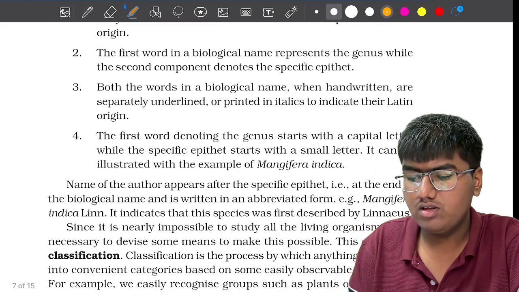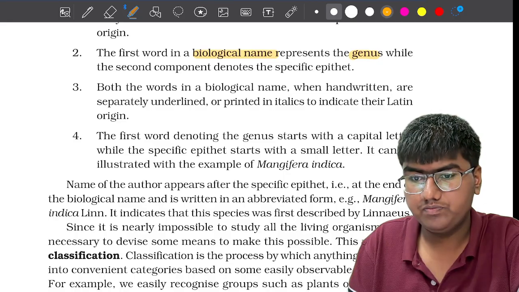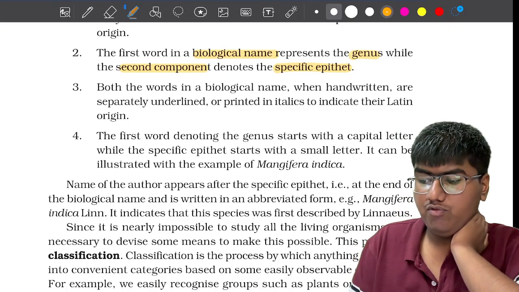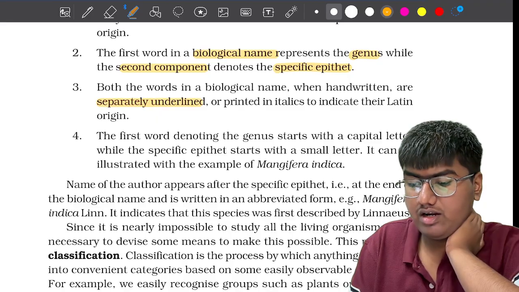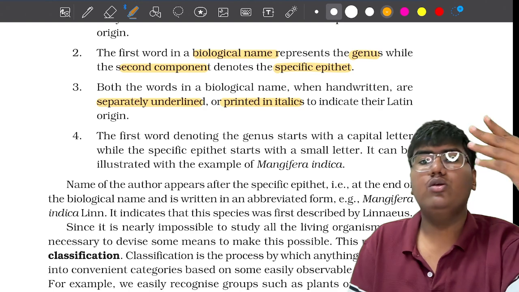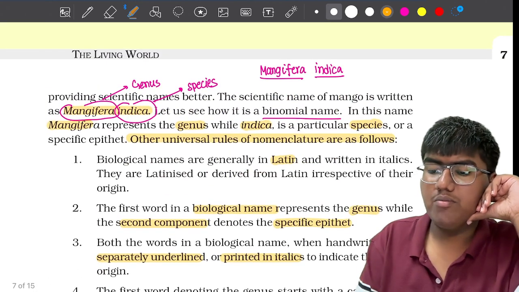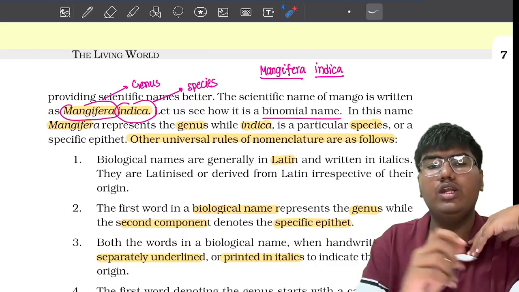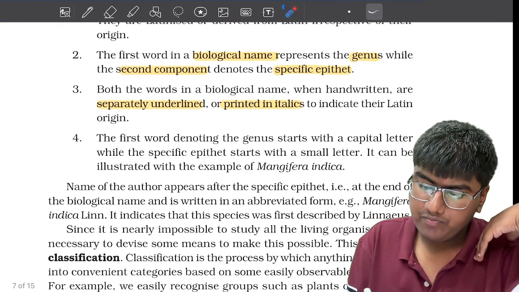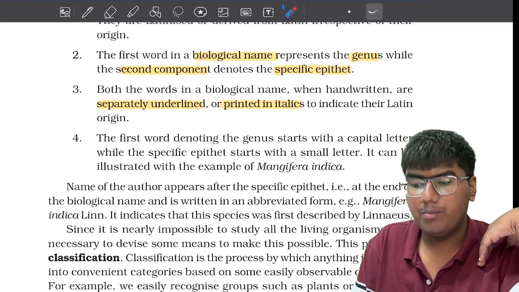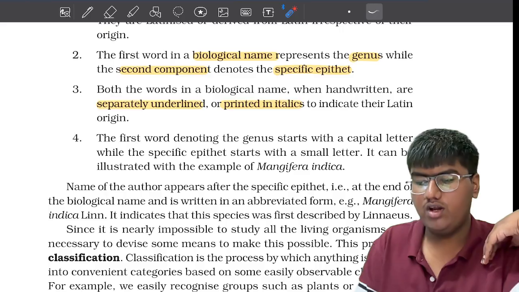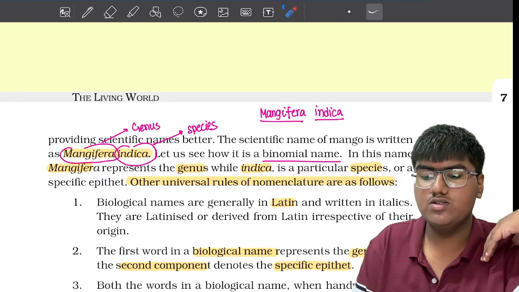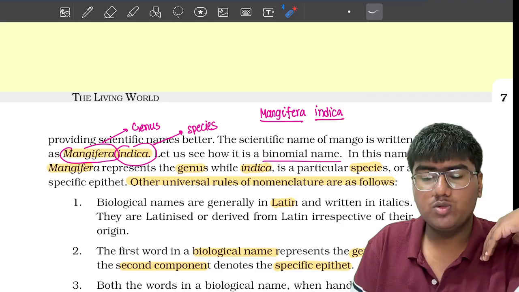The first word in the biological name represents the genus, and the second component denotes the specific epithet. Both the words in a biological name, when handwritten, need to be separately underlined, and printed in italics when typed, to indicate their Latin origin. Next, the first word denoting the genus starts with a capital letter, while the specific epithet starts with a small letter. As I said, the first word, the genus, needs to start with a capital letter, and this one needs to be a small letter.